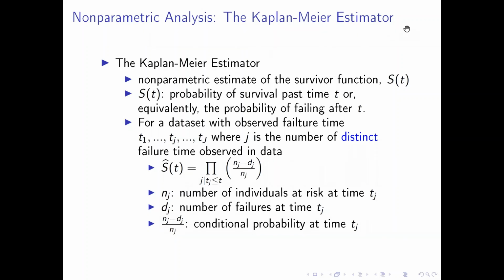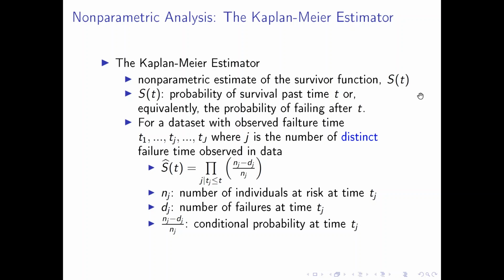This lecture discusses the Kaplan-Meier estimator, or the KM estimator. So what is the Kaplan-Meier estimator and what does it do? Well, it is a non-parametric estimate of the survivor function, uppercase S of t, which is the probability of survival past time t, or equivalently the probability of failing after t.